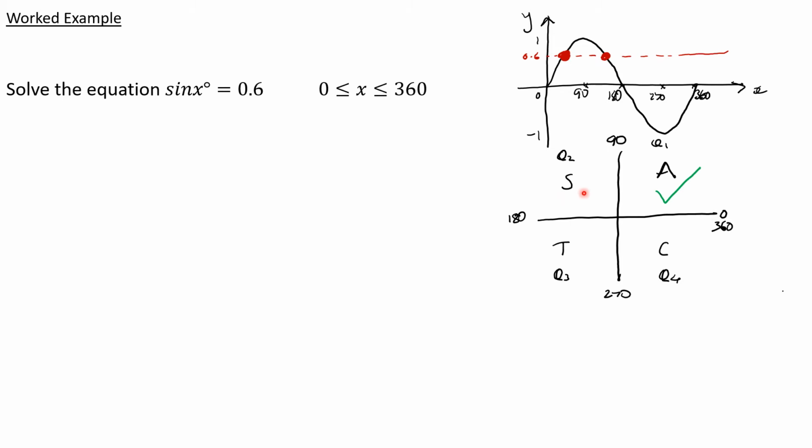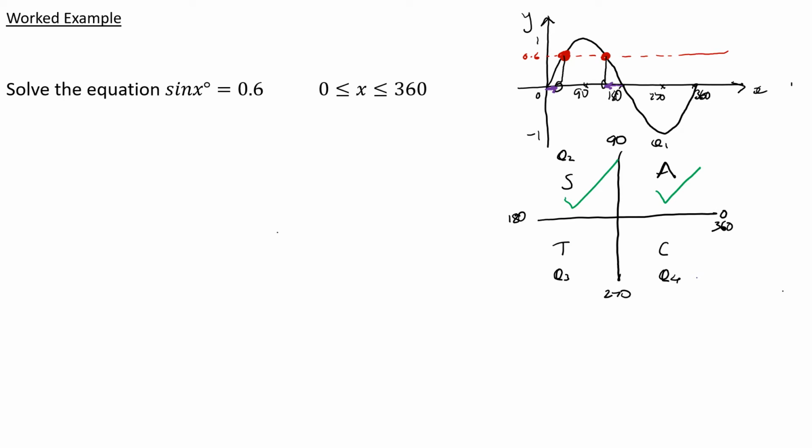In quadrant 2, S stands for sine, so sine is positive in quadrant 2. Sine is not positive in quadrant 3 or 4. In quadrant 3, only tan is positive. In quadrant 4, only cos is positive. So here, sine was positive, so we ticked the 2 quadrants where sine was positive. We want to work out essentially what this angle is here and what the angle is here. Hopefully you'll notice there's a little bit of symmetry in the graph. For example, the distance from here to here is the same as the distance from here to here. We're going to use these properties of our trig graphs.